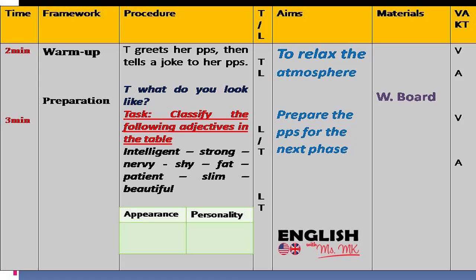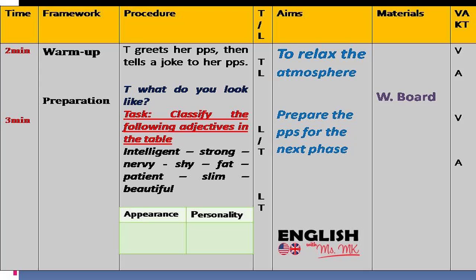So he said tall, slim, fat, whatever. I'm going to use his words to do the task. Classify the following adjectives in the table. I'm going to use the adjectives he gave me in appearance, and I'm going to add my adjectives for personality: intelligent, strong, nervy, shy, fat, patient, slim, and beautiful.